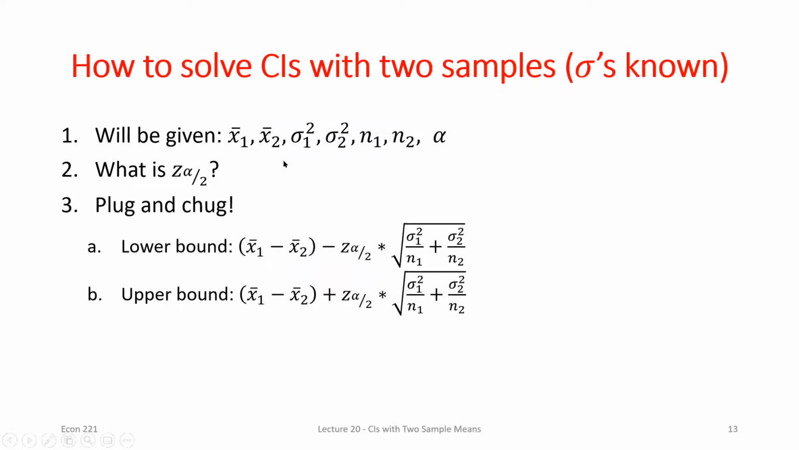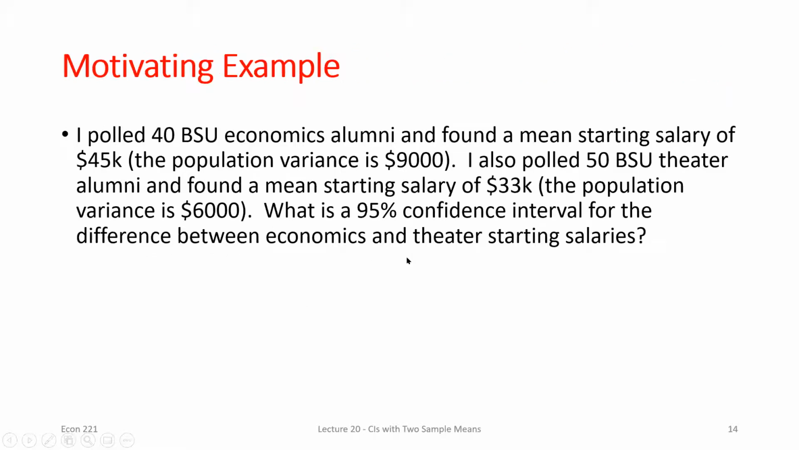Identify the piece of information that we're given, look up that z value, and then it's just a matter of plugging things in and doing the computation in our calculator. So let's start out with this motivating example of theater and econ majors.